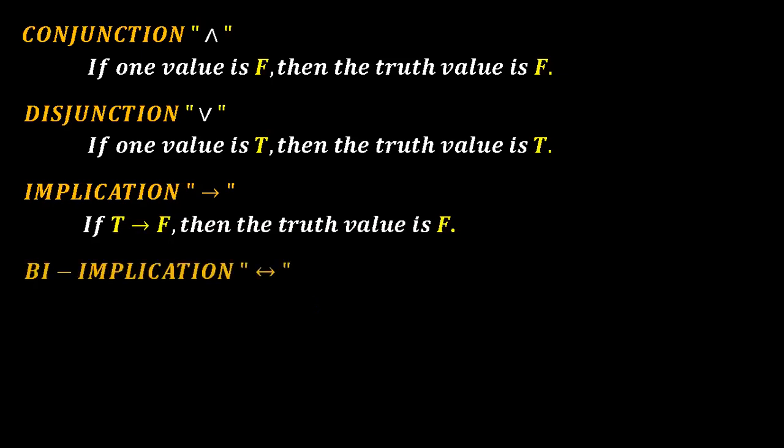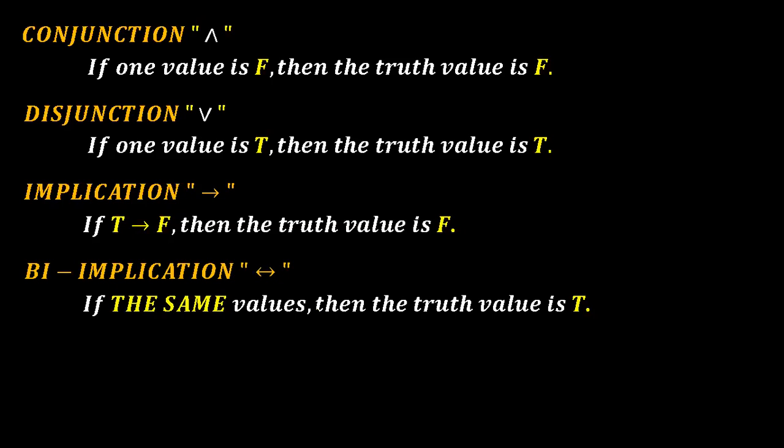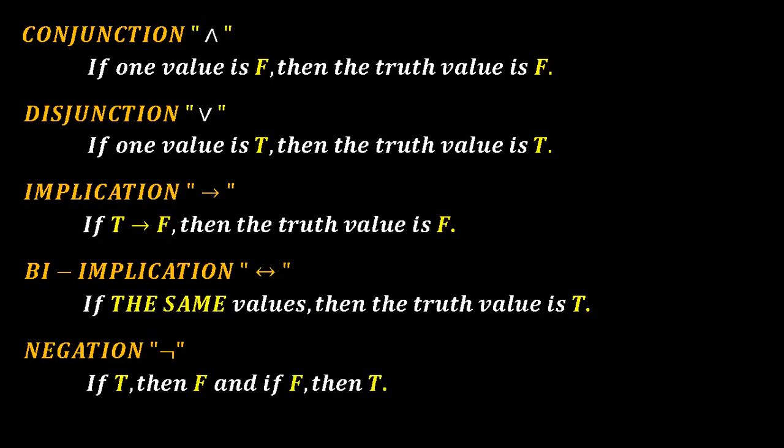For biconditional, or bi-implication, if both values are true or if both values are false, then the truth value is true. Then for the negation, that is simply the opposite of your value. If your value is true, then the negation of that is false. And if your value is false, then the negation of that is true.